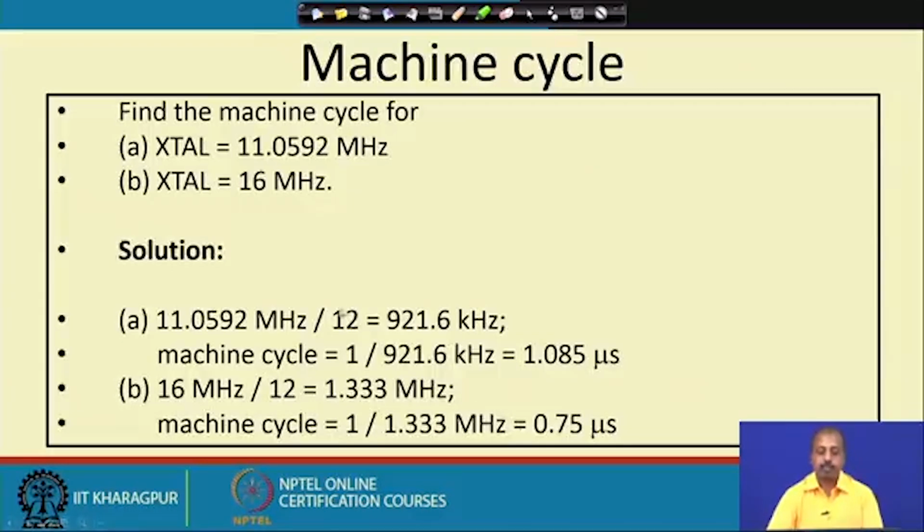So, this divisor of 12 is fixed. Whatever crystal we connect, whatever frequency it generates, it is divided by 12 to get the internal machine cycle frequency.